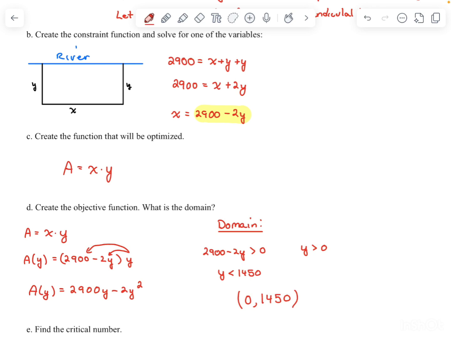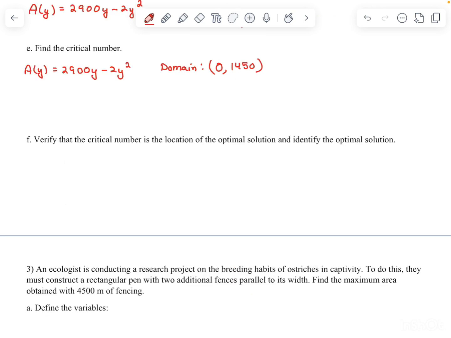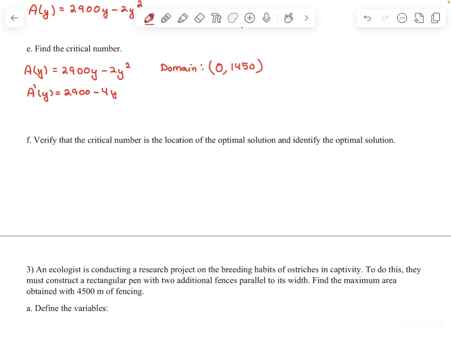Now to find the critical numbers of the objective function. To find the critical numbers, I'm going to start by taking the derivative of the objective function. That will look like this. Next, I'm going to set the derivative equal to 0. That will look like this. If we subtract 2,900 from both sides, then divide both sides by -4, we will get y is equal to 175. Since 175 is in the domain of this function, we can conclude that it is a critical number.